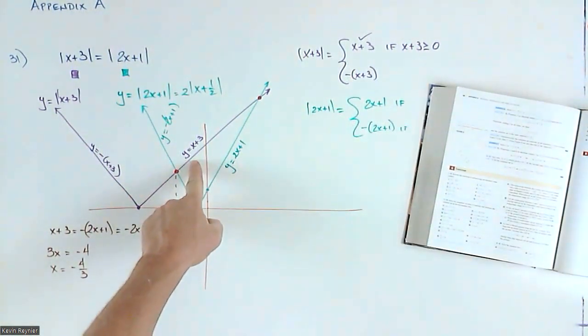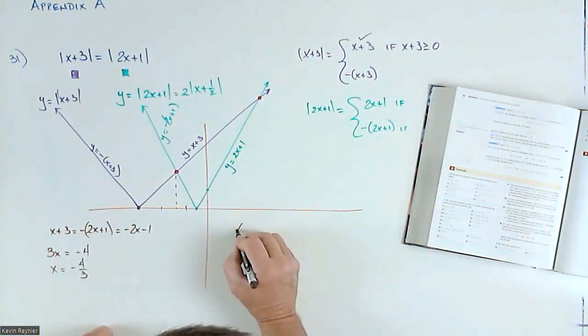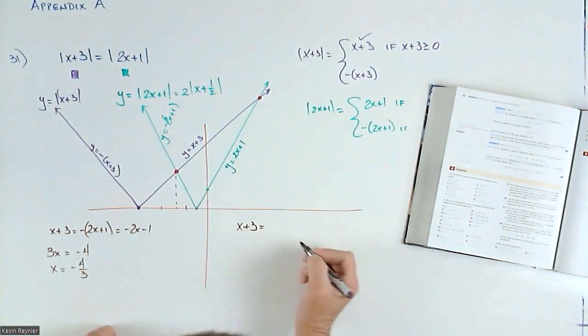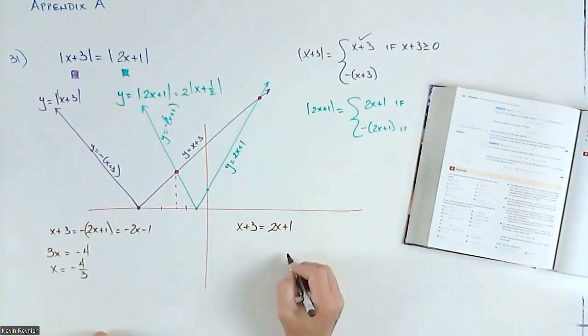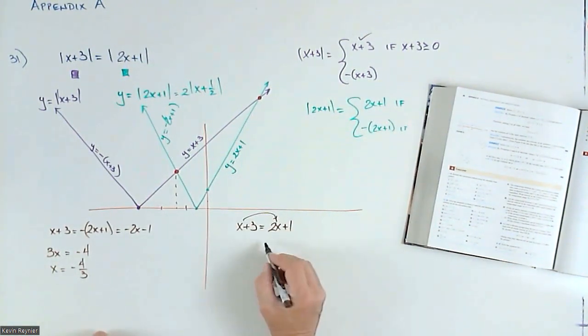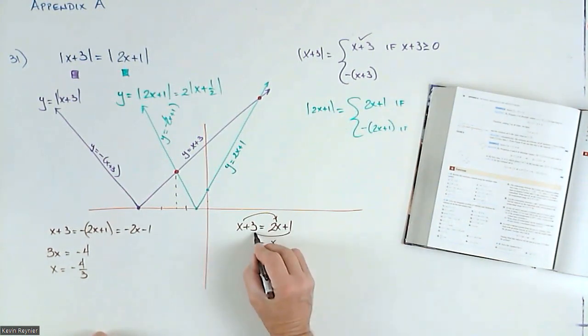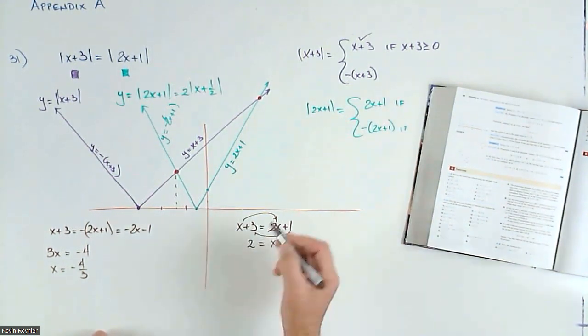And how do we do the other? Exactly the same. We get x plus 3, that's this line. Here we get 2x plus 1. We don't even have an opposite sign. So I'm going to bring the x over here, and that's going to give me x. I'm going to take the 1 over here, and we get 2. x equals 2.